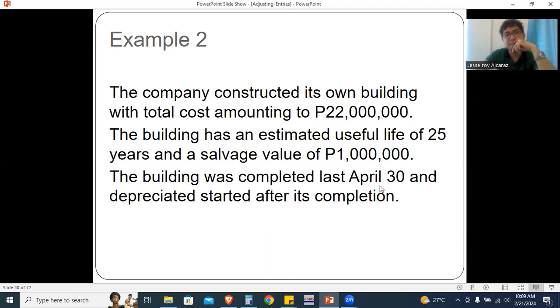We don't include April because it's April 30. So magsugod ang atong counting on May 1. So May, June, July, August, September, October, November, December. So that's 8 months.